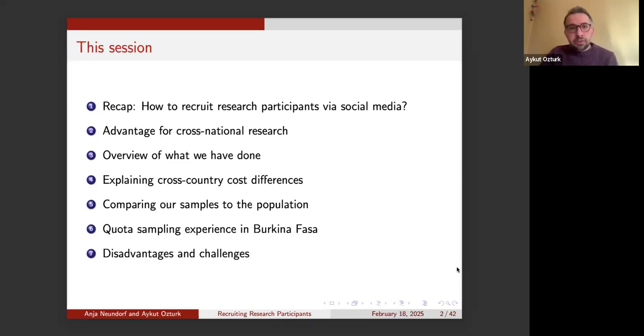We will then talk about advantages for cross-national research, and I will provide an overview of what we have done so far. And from that point onwards, I will focus on two main things, which are of interest to all researchers. One, cost, how costly was our research, and second, how did we do in terms of representativeness. Then we will talk about our quota sampling experience in Burkina Faso, and finish with discussing disadvantages and challenges.